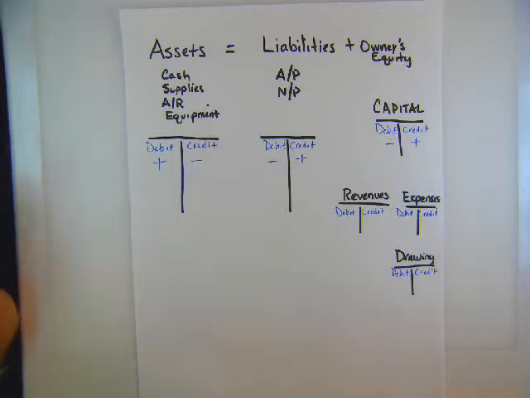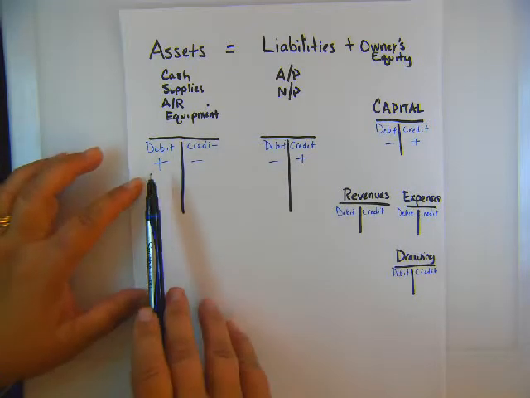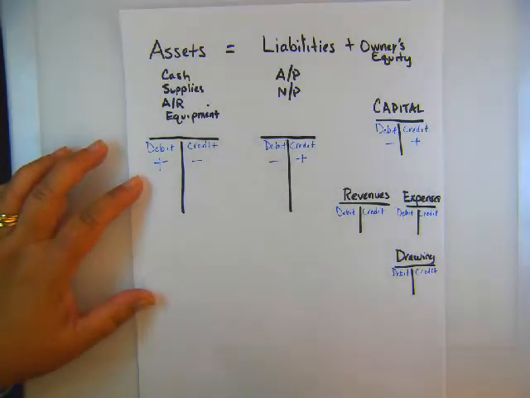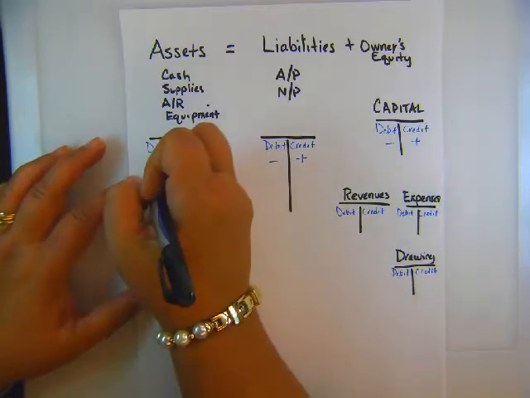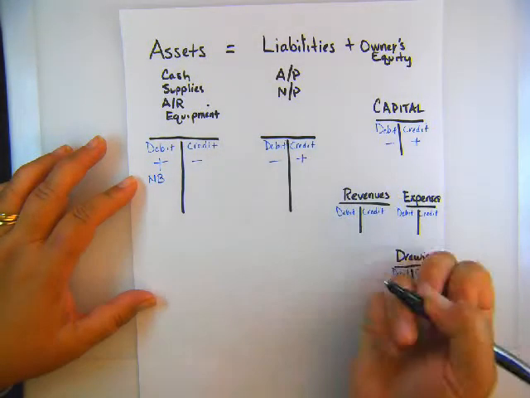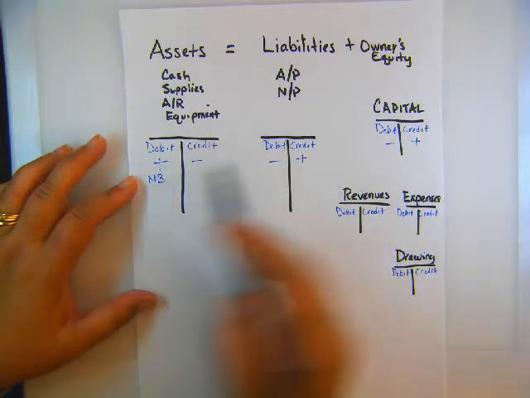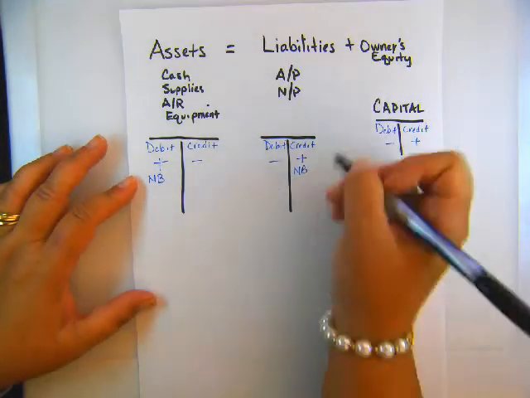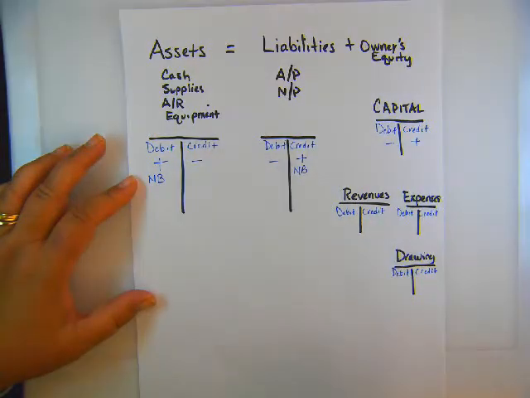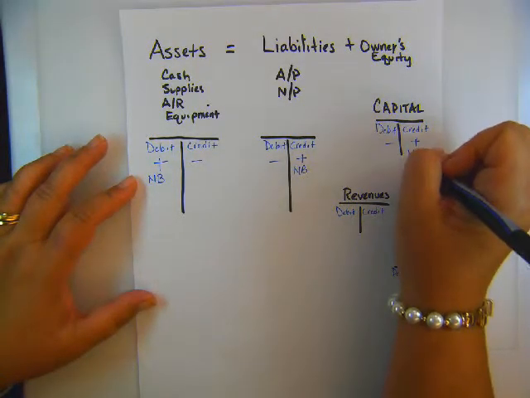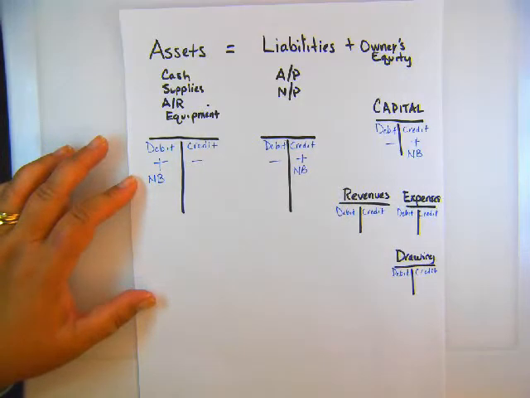Now the third rule is the normal balance side of any T account is always the same side as the increase side. So if you can get your increase side correct, you're going to get your normal balance side correct. So I'm just going to abbreviate normal balance as NB. So normal balance for assets will be a debit. Normal balance for liabilities will be a credit. And normal balance for capital will be a credit.